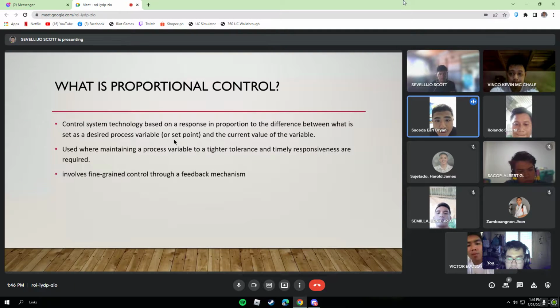Second, it is used where maintaining a process variable to a tighter tolerance and timely responsiveness are required. Third, it involves fine grain control through a feedback mechanism.